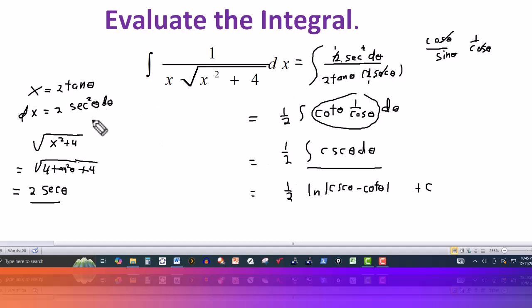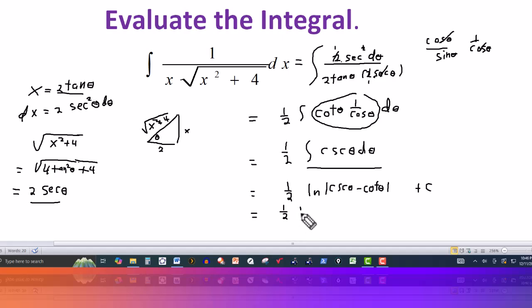But we have to go to the original variable. So we'll look at our reference triangle here. Right triangle. This is then theta. And from this right here, tangent of theta is x over 2. So this would be an x here. And this would be a 2 here. And then we complete the hypotenuse here. It would be the square root of x squared plus 4. So now we just rewrite this in terms of the original variable x.